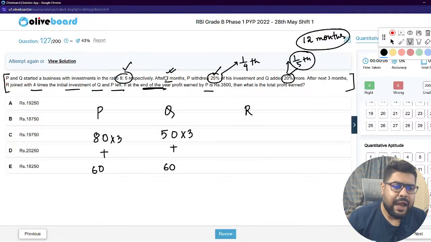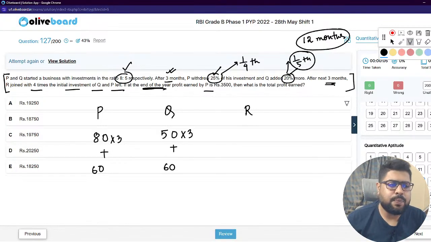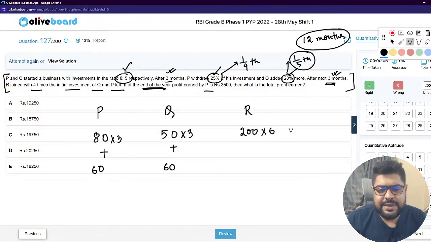R joined after the next 3 months, meaning after 6 months, with 4 times the initial investment of Q. Q's initial investment was 50 rupees, so 4 times is 200 rupees. But for how many months? Total 12 months of business. 3 months here and 3 months here, 6 months gone, so 6 months remaining. R's money was there for 6 months.